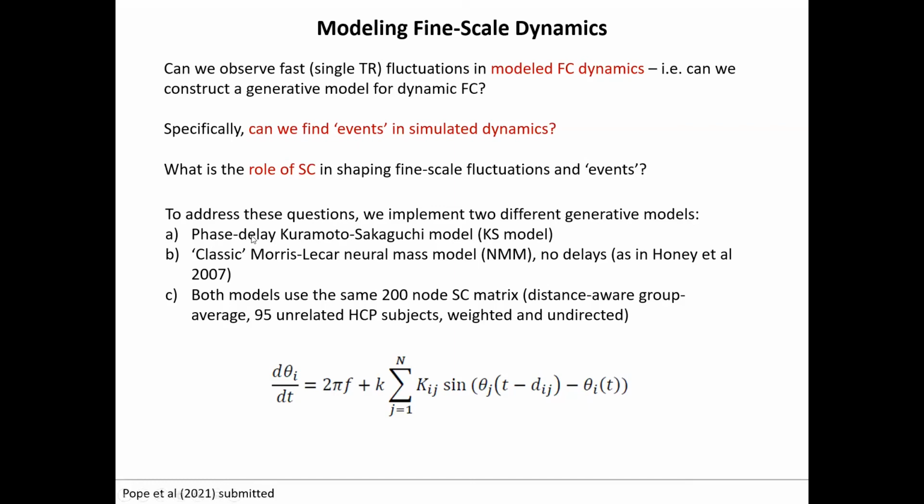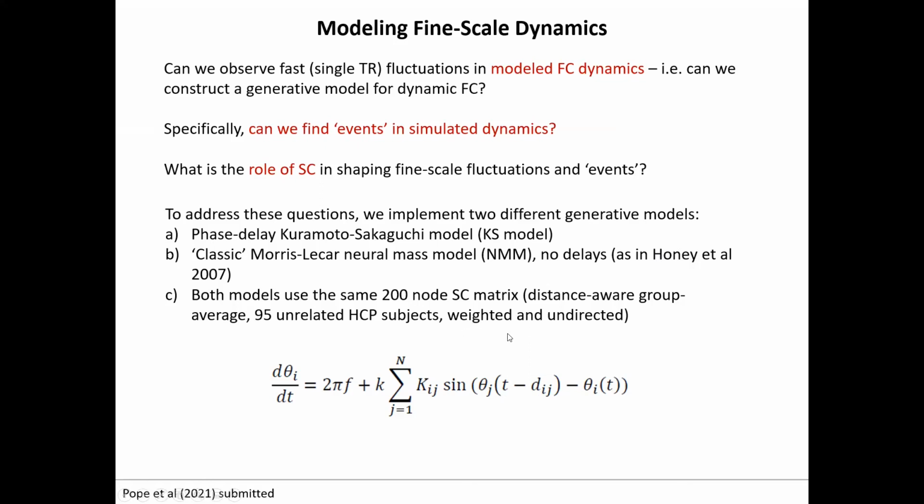In this case, a phase delay model where we incorporate, in the equation down below, a conduction delay that imposes a phase shift in the coupling term, by which we can handily incorporate the delay structure of the neural network in our simulation. We also implemented a second, more classic neural mass model, actually the exact same model we used 15 years ago in the work with Chris Honey. Both of these models use the same 200-node SC matrix.